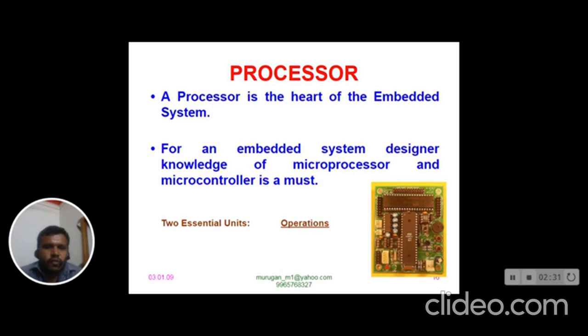The two essential units are the control unit, which does the operation of fetch, and next the execution unit. The control unit is used to take the instruction from the processor. The execution unit is used to execute the instruction from the processor. So the control unit comes under the input of the processor, and the execution unit comes under the output of the processor.